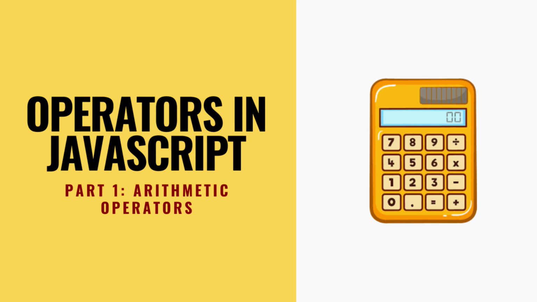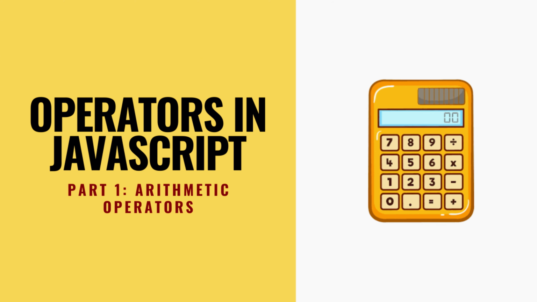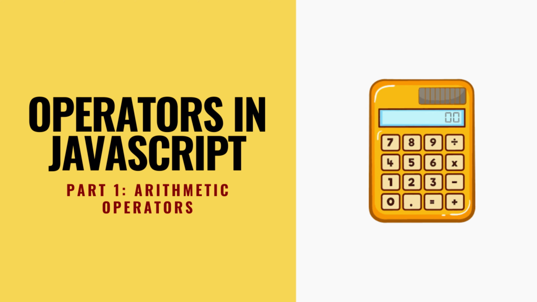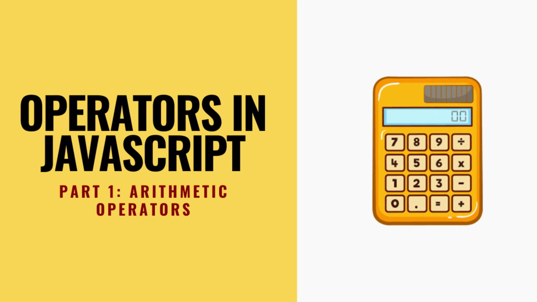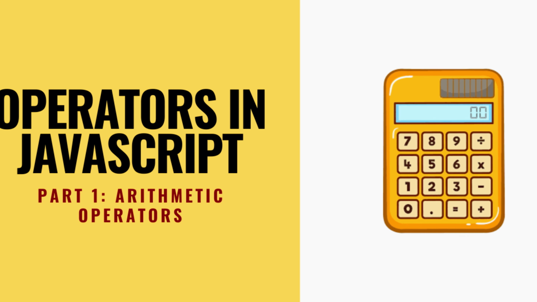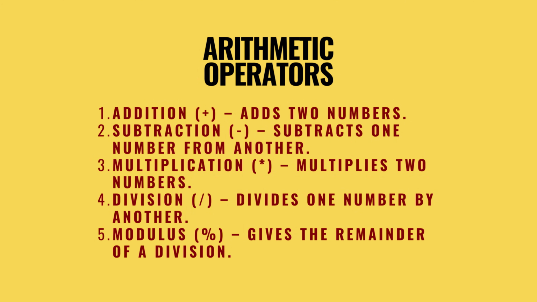This is part 1 of our series on operators in JavaScript. And today we're starting with the most fundamental one, arithmetic operators. Those are the building blocks of calculation in your code. Let's get started. Arithmetic operators allow us to perform math operations, just like using a calculator.